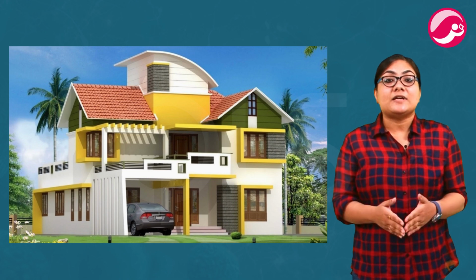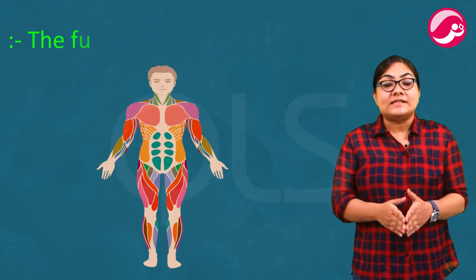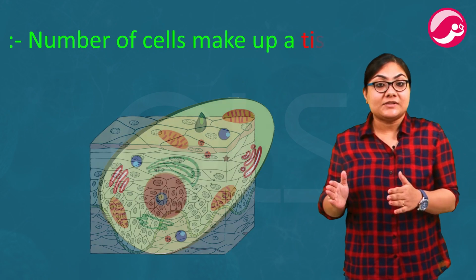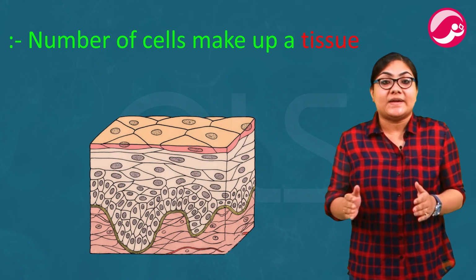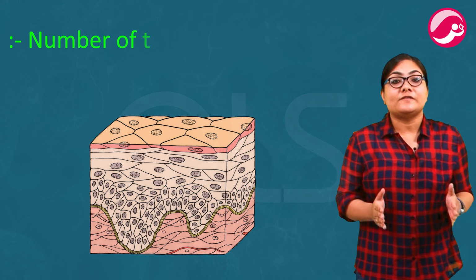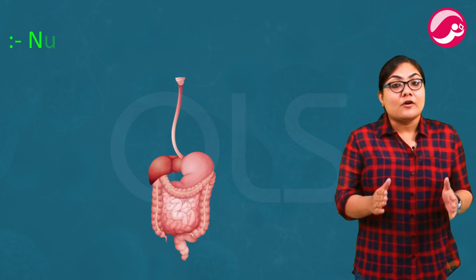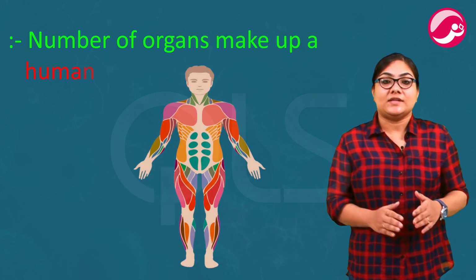Similarly, that concept applies to our own body. The fundamental unit of our body is a cell. A number of cells make up a tissue, just like a wall is made up of bricks. And a number of tissues comprise an organ. Finally, a number of organs make up a human body.